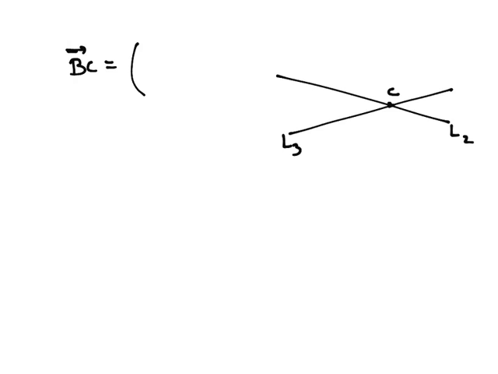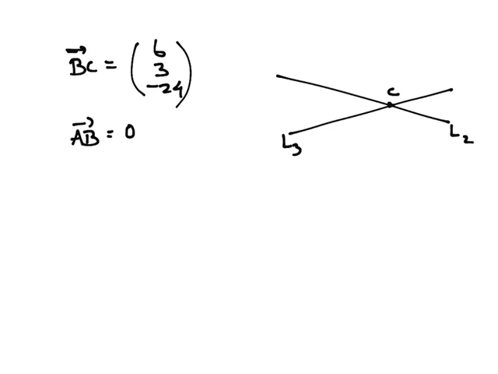Now it is given that L2 and L3, let's say this is L2 and this is L3, they intersect at the point C, and where BC is equal to 6, 3 and minus 24. So the first thing is find AB. Find AB vector. Right? So AB vector, how do you find it?